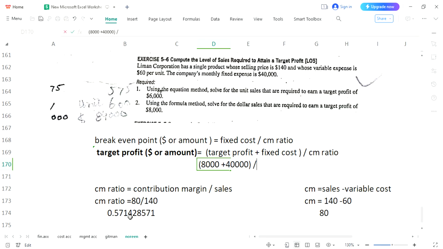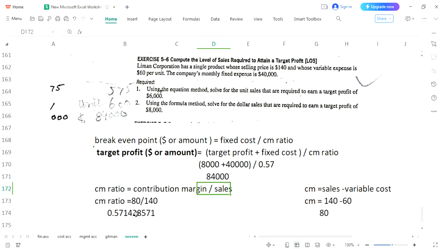Here you have calculated your CM ratio. We can temporarily put 0.57 only. While calculating, we will write the full amount. Okay, we have calculated it. Now it's time to calculate it on your calculator. Start bracket. 8,000 is your target profit. You will add 40,000 as your fixed cost. Close your bracket. Divide it with this was your CM ratio 0.57.